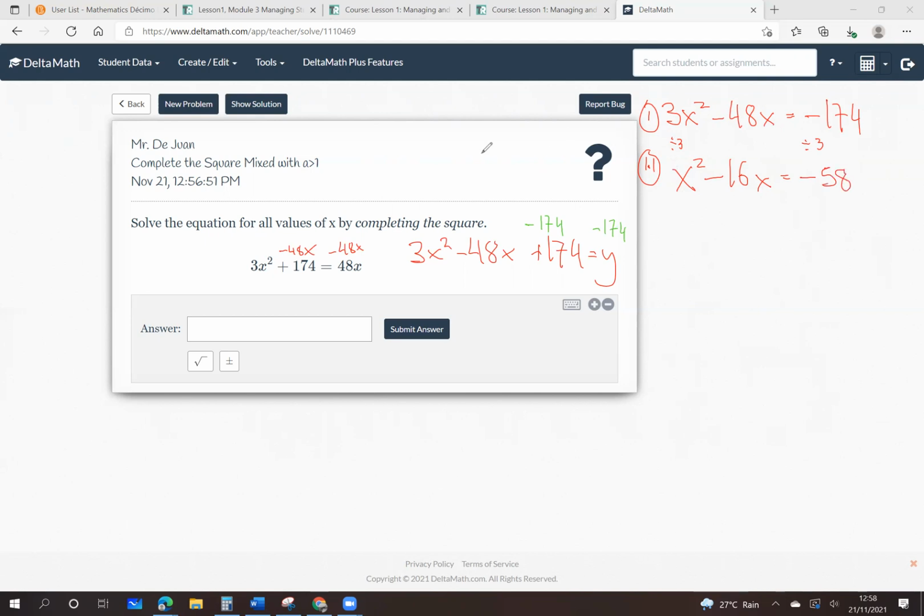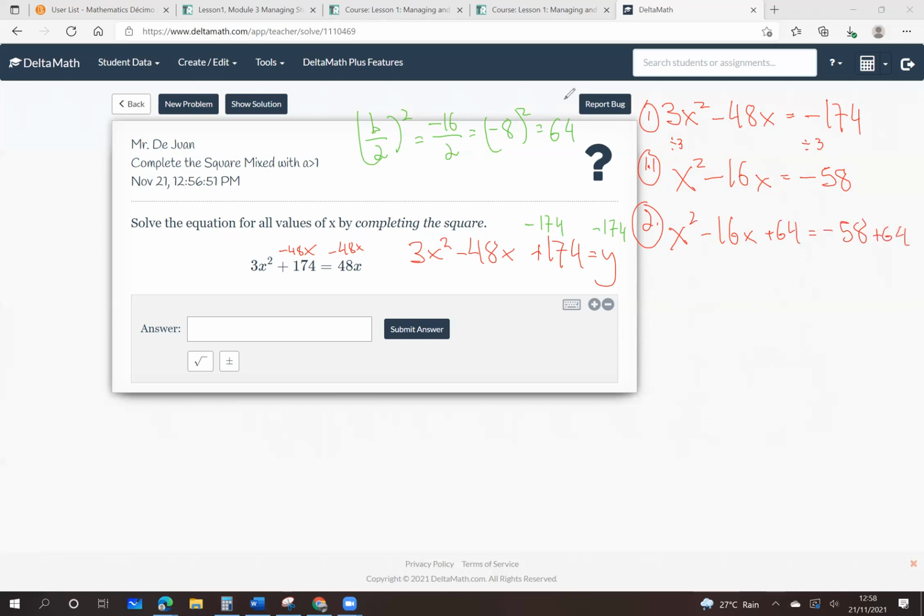Now we're going to have to add the b over 2 squared to both sides of the equation. What's the new b? The new b is negative 16. So negative 16 divided by 2 equals negative 8 squared, which is 64. So what am I going to add to both sides? In step 2, I'm going to have to add 64. This thing just turned off on me one more time. There we go. So x squared minus 16x plus 64 is equal to negative 58 plus 64.